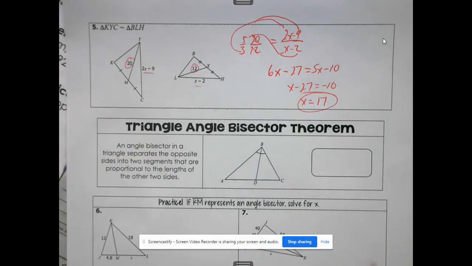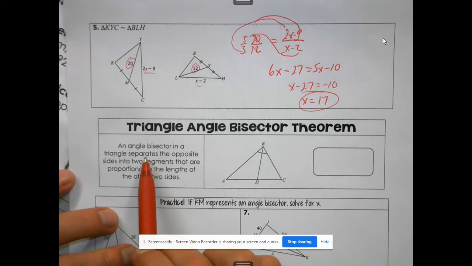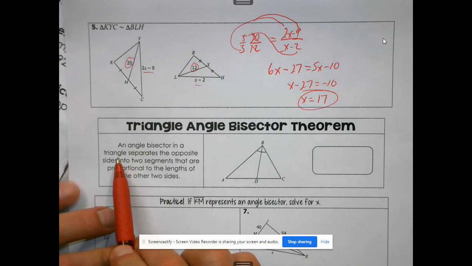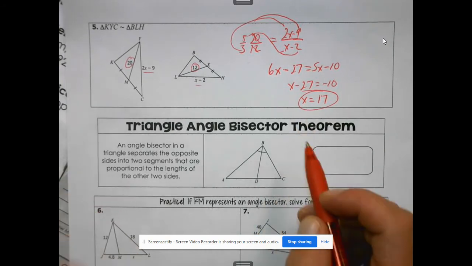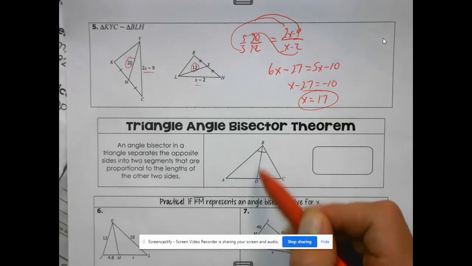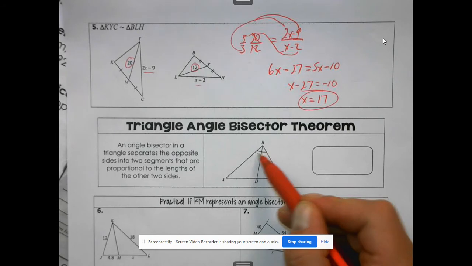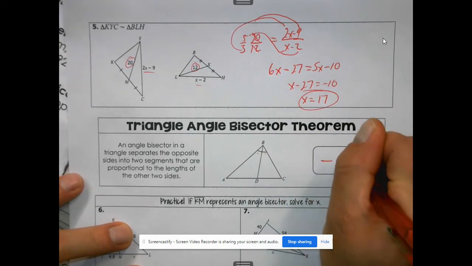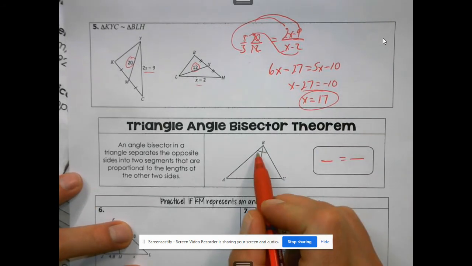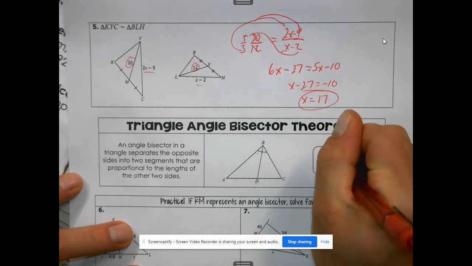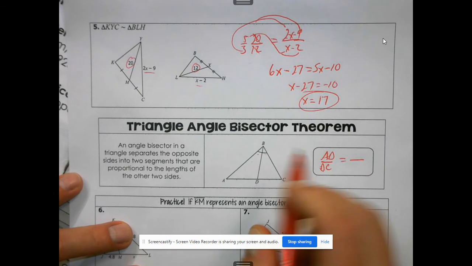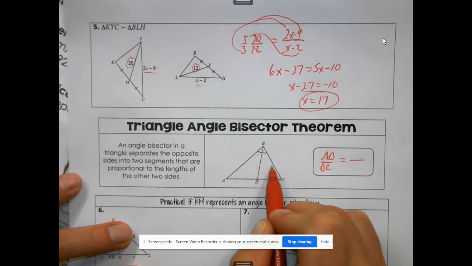All right, last section's the triangle angle bisector theorem. An angle bisector in a triangle separates the opposite side into two segments that are proportional to the lengths of the two other sides. So what that means is we can set up a proportion within a triangle if we have an angle bisector going on here. For example, I can go side AD over side DC equals side AB over side BC.